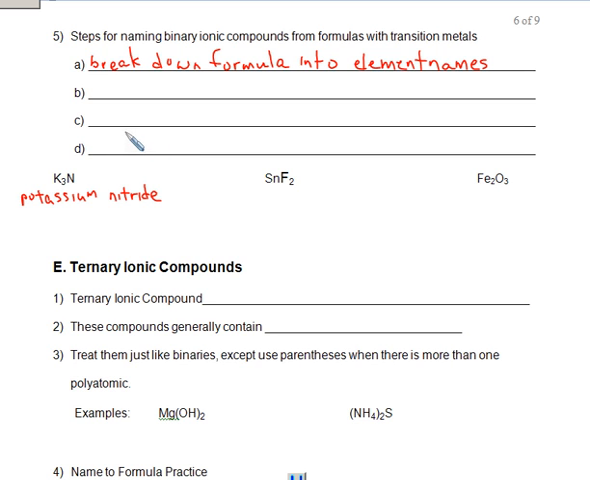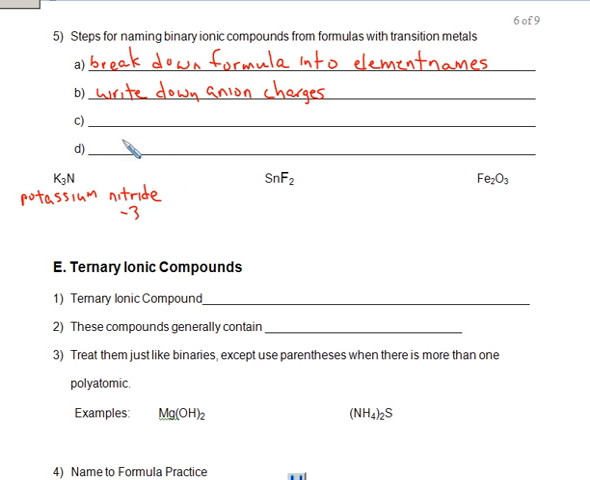Now the next step that we only have to do some of the time is to write down the anion charges. And let's go ahead and do that for the potassium nitride. The nitride, since it's in the nitrogen family, is a -3 charge.